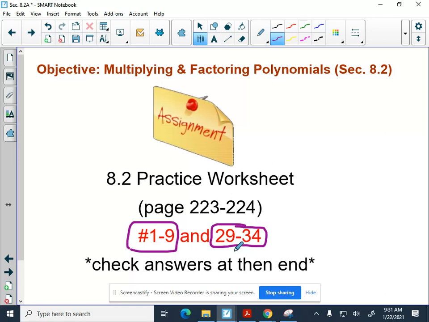We will do all of this worksheet, so don't cross anything else out, at least not yet. But we're going to do 1 through 9. Everybody find it's 8.2 worksheet. Should be the second one that you have, and then 29 to 34.